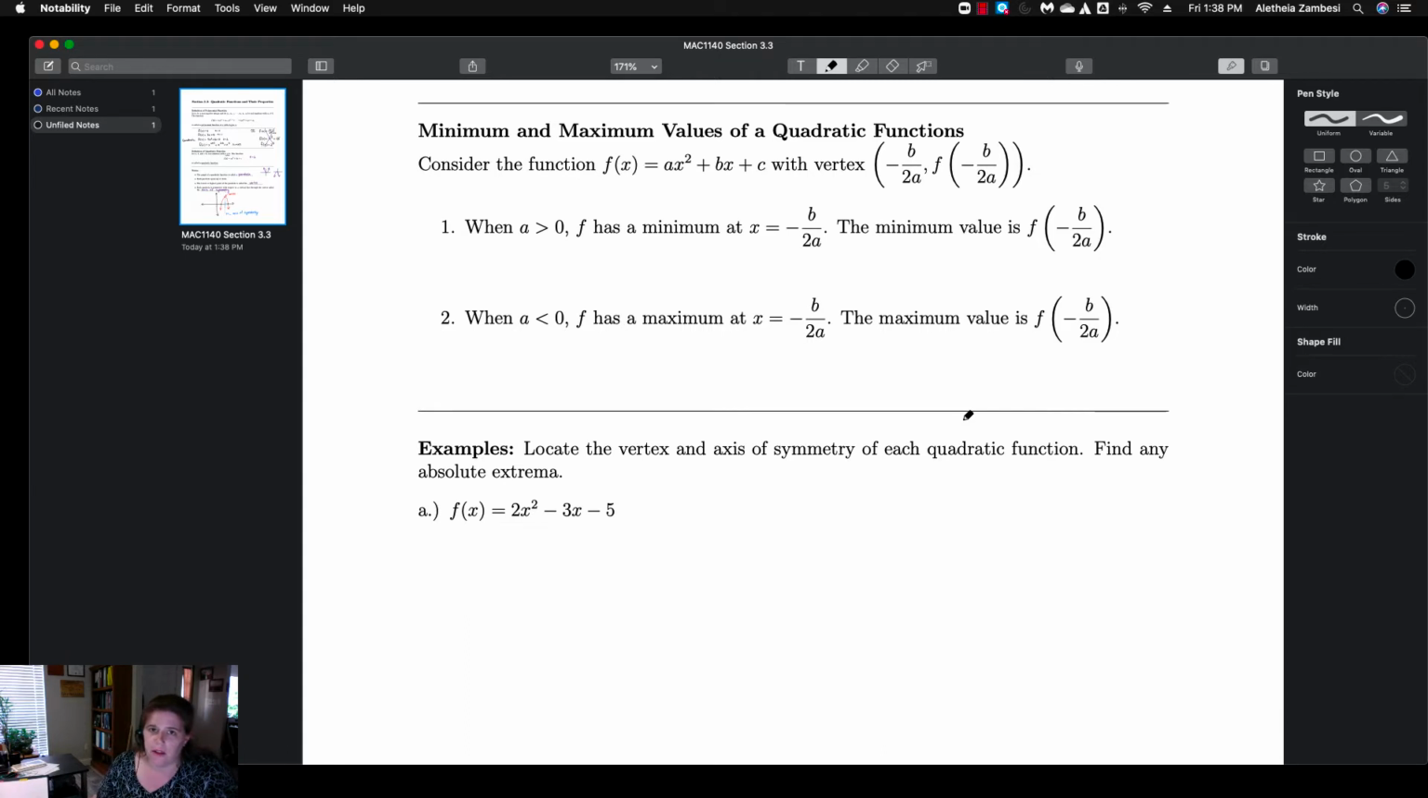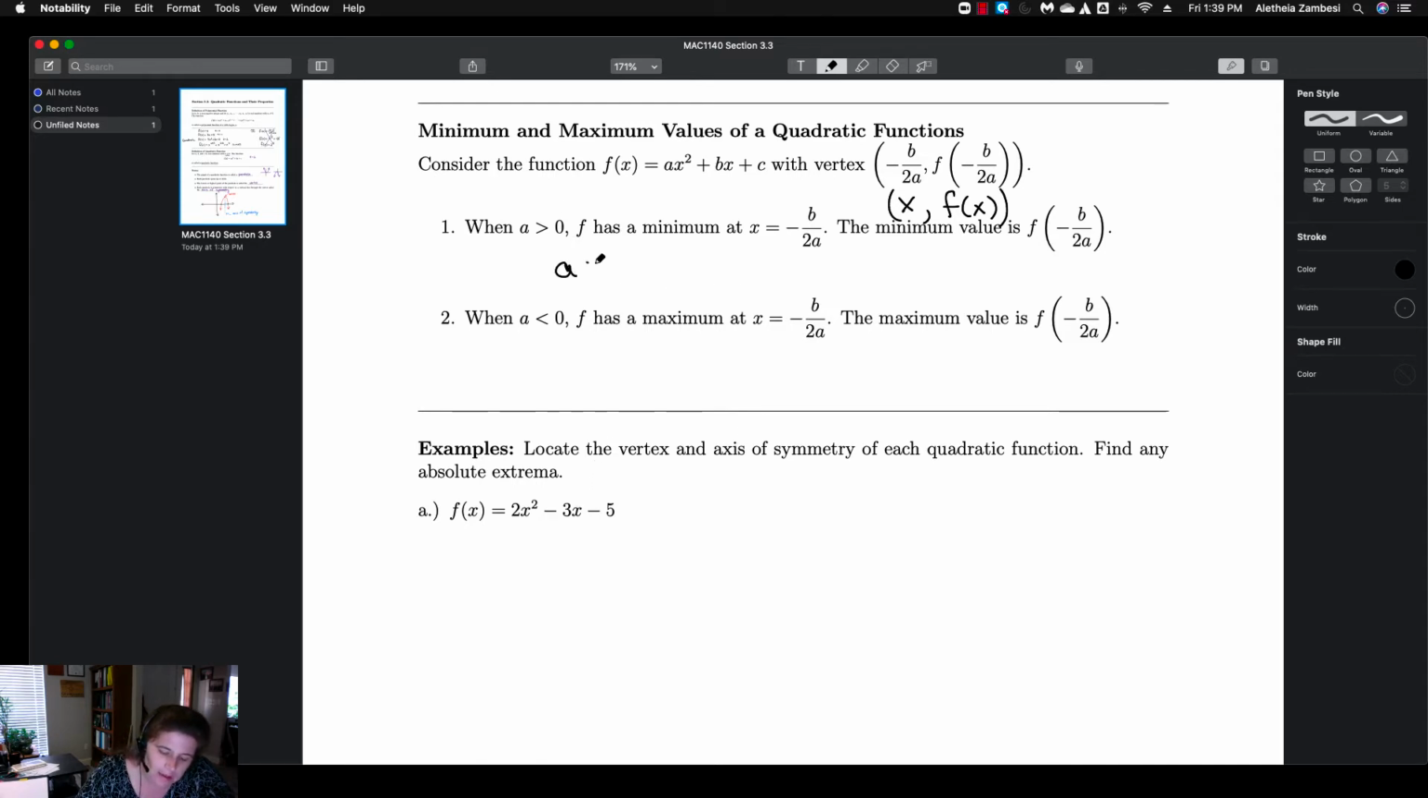Minimum and maximum values of a quadratic function are the vertex of the function. So if I have f of x is equal to ax squared plus bx plus c, the vertex in formula form is negative b over 2a for the x component, and then your function at negative b over 2a for your y component, so f of negative b over 2a. So this negative b over 2a, if you remember that part, then you plug your answer back into the equation. So if a is positive, what we get is a minimum value here. If a is negative, what we get is a maximum value.